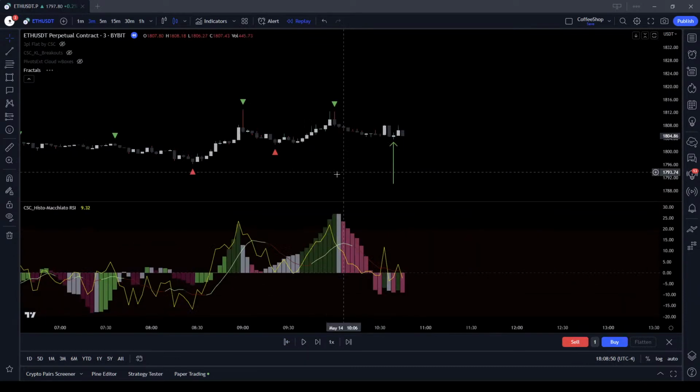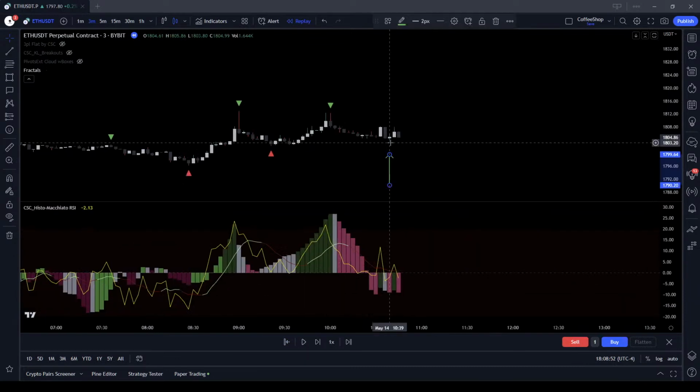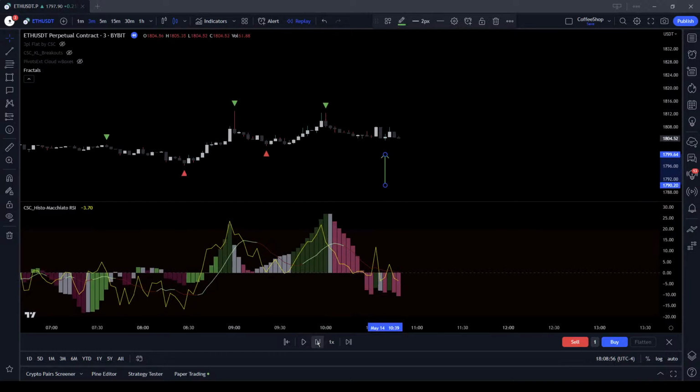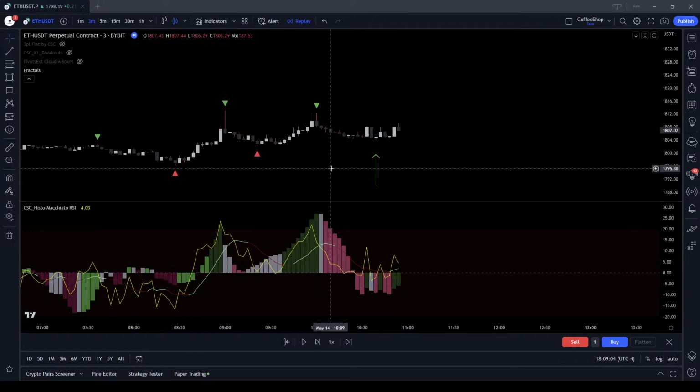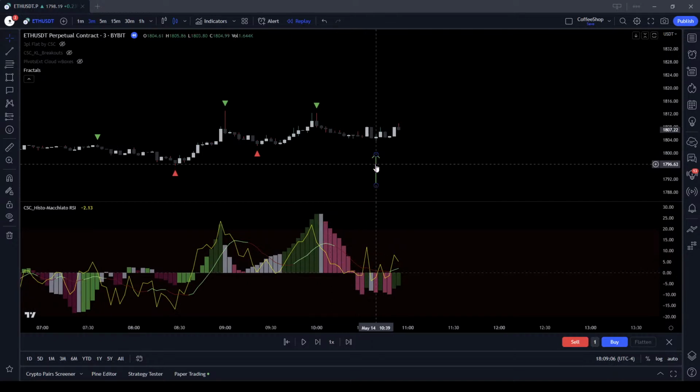See, there's no fractal here now. So I got 1, 2. If I go one more, I still don't have it. Okay. And then now I have it. There you go. Now I need the other candle. Here you go. There. Now my fractal should show up, right? Let's see.